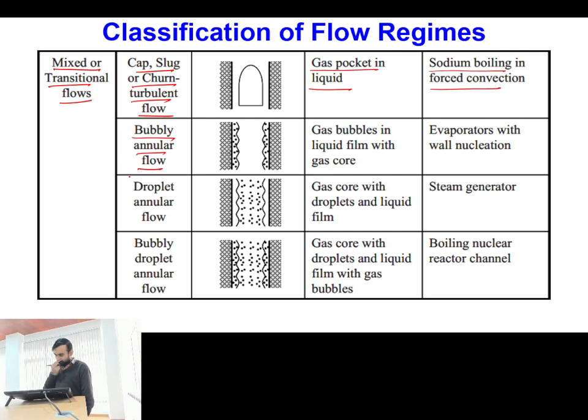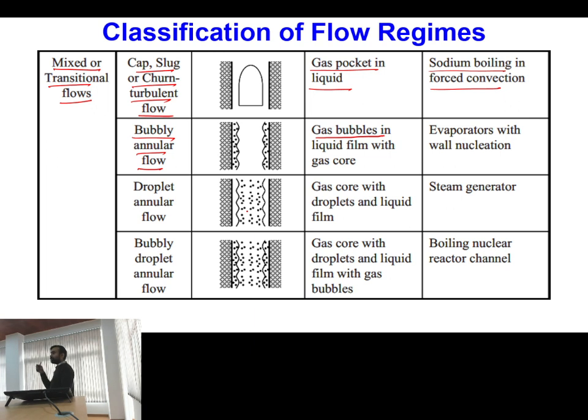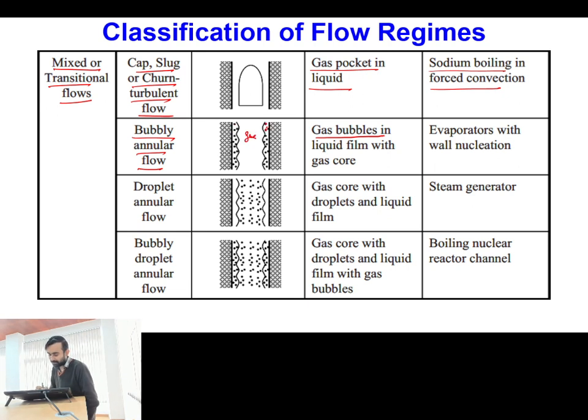In case of bubbly annular flow, whatever liquid film is present, in this liquid film also we have gas bubbles present. One we call a simple annular flow. In case of simple annular flow, there will be a liquid film, but there are no bubbles present in that liquid film. On the contrary, if within the liquid film there is presence of small gaseous bubbles, so here also gas, and these black colored entities are also gas. This is called bubbly annular flow.